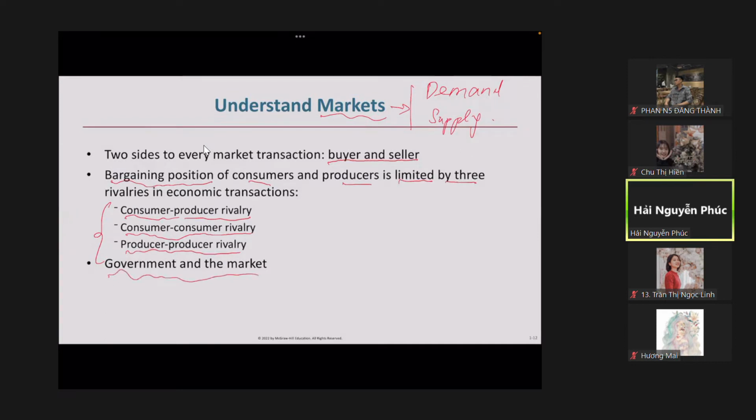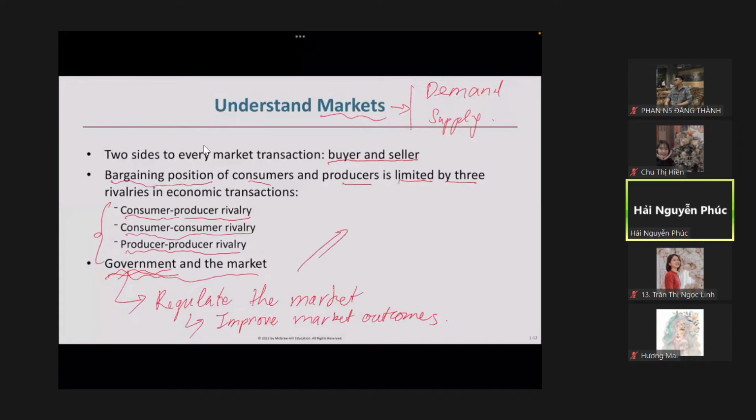One important economic agent that can affect the market outcome is the government. What does the government do? We know that the government often regulates the market. Often the goal of regulating the market is to improve the market outcome.